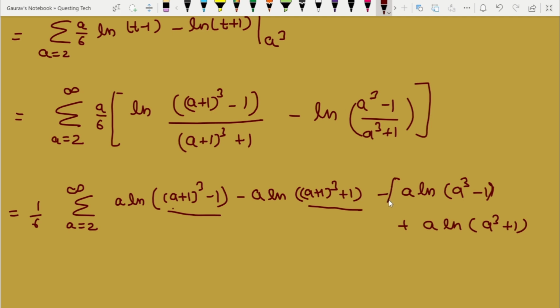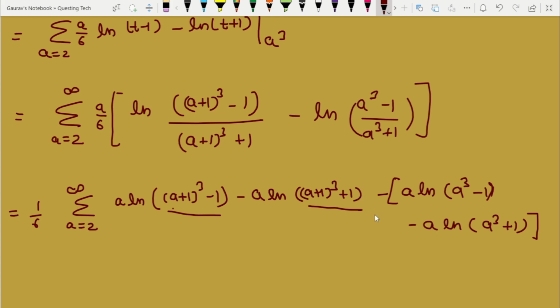We can write this as minus, we can take common out minus 1, and this is a simple expression. This is a plus 1 cube minus 1, this is also a plus 1 cube minus 1, this is a cube minus 1, this is also a cube minus 1. So we are getting a sense that it can be modified into a telescopic series.